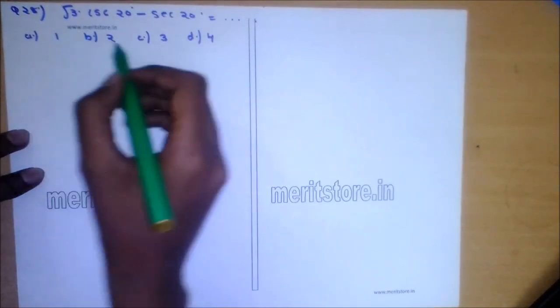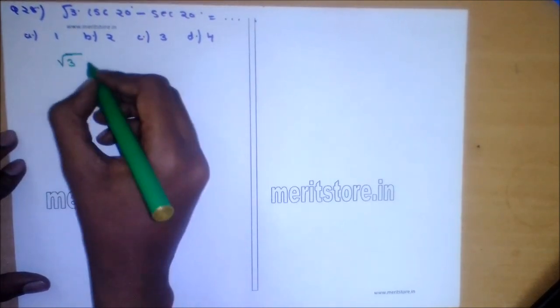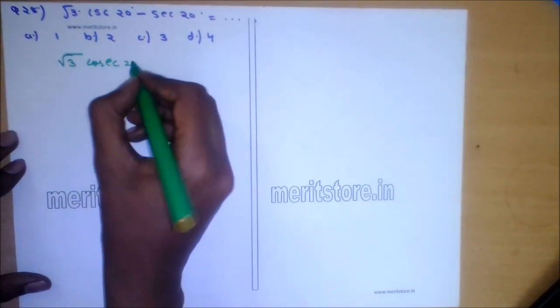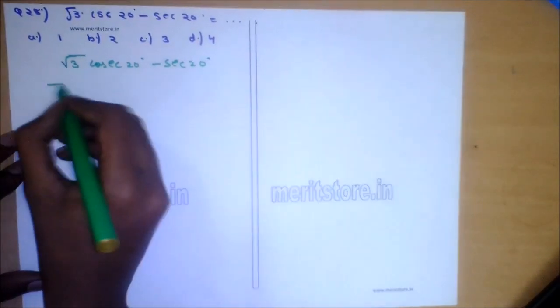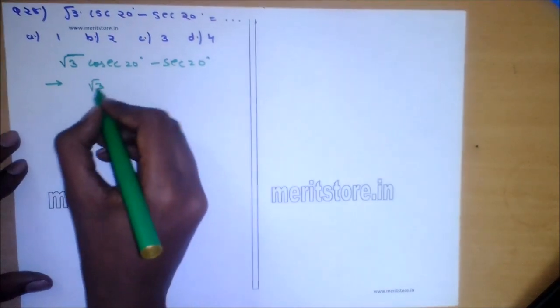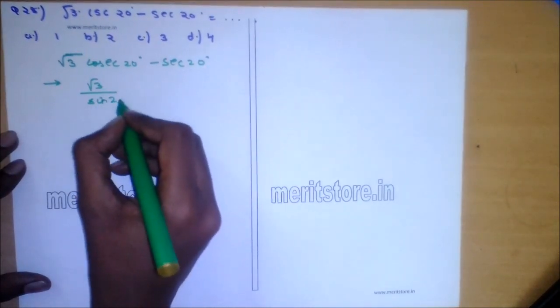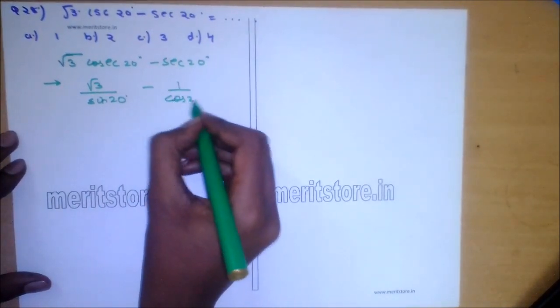Root 3 cosec 20 minus sec 20 equals what? The options are 1, 2, 3 and 4. So we rewrite the expression root 3 cosec 20 degrees minus sec 20 degrees. This can be written in terms of sin and cos: root 3 upon sin 20 minus 1 upon cos 20.